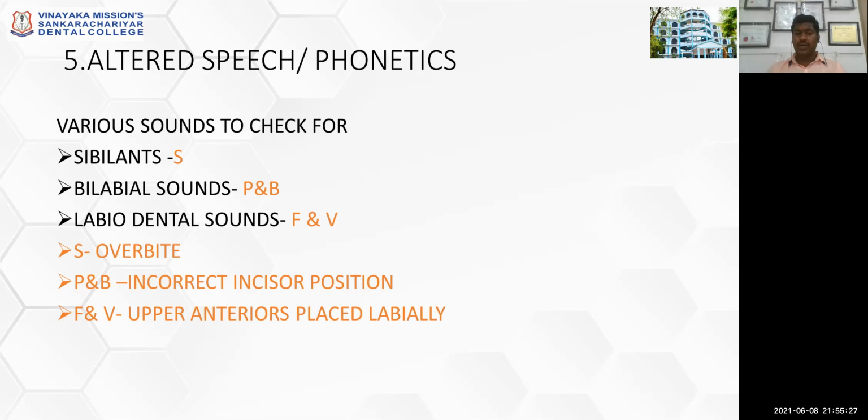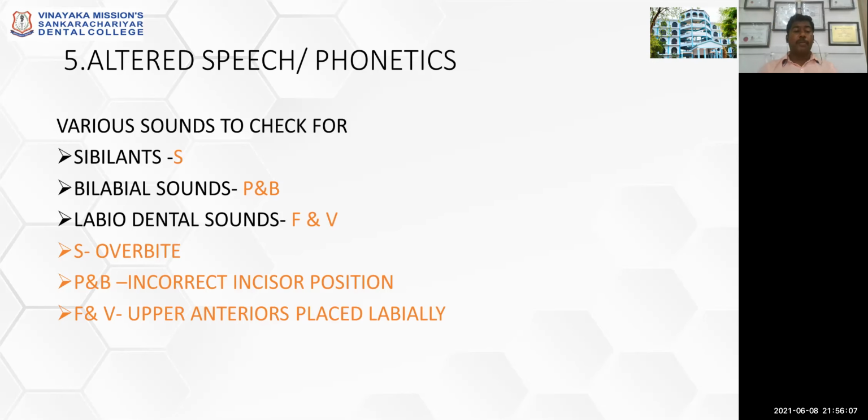Your sibilant is S, okay? Your bilabial sounds are P and B, and your labiodental sounds are F and V. If the patient is not able to produce S properly, you can check this during your wax trial. The inference when the patient is not able to say S properly is that the overbite is more. That means your vertical dimension of occlusion is more, and you need a bit of freeway space. There is no freeway space in between. So slightly open up or increase your vertical dimension. If you do this, you will have a proper S sound.